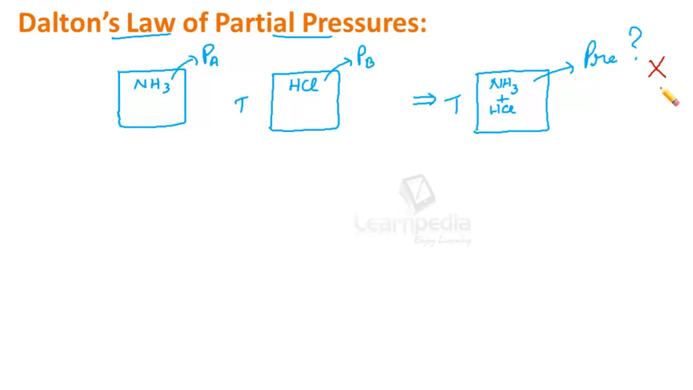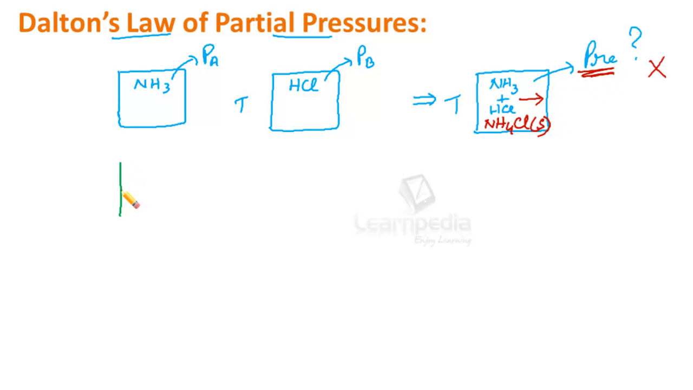Definitely no. Why no? Because whenever ammonia and hydrogen chloride in the gaseous form are combining, that results in the formation of a white colored ammonium chloride solid. As there is no gas in this vessel, it is meaningless to calculate the pressure in this particular vessel, isn't it?